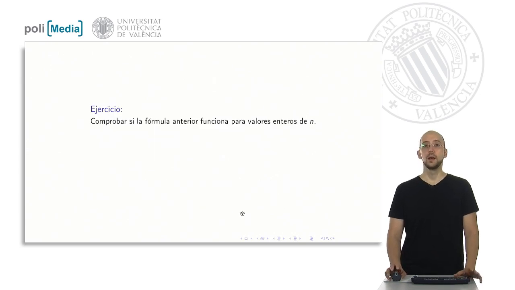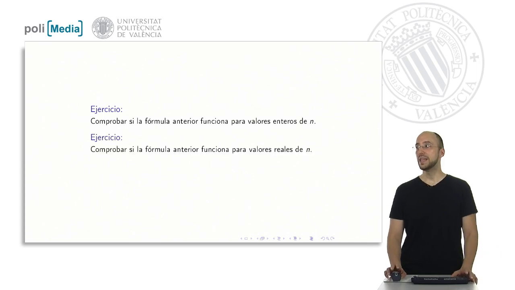As an exercise, you can check if the above formula works for integer values of n. Remember that integers are the natural numbers, but also negative numbers, including 0. And you could also test if this formula works for real values. The solution to these two exercises will be discussed in the next unit.